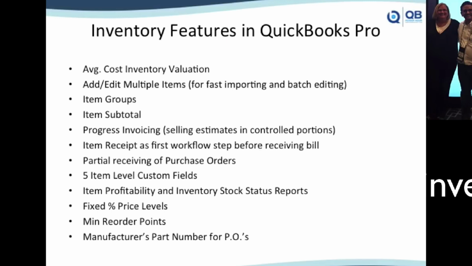Item profitability and inventory stock status reports. You don't get that in QBO. You get that in QuickBooks Pro. Fixed percentage price levels, very useful for giving somebody 10%, 20%, depending on the situation. Recording minimum reorder points is huge and crucial for planning inventory purchasing, and being able to add another item name like the manufacturer's part number on POs, to me, is a really big deal.